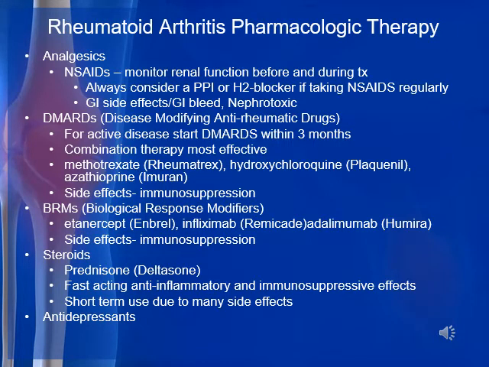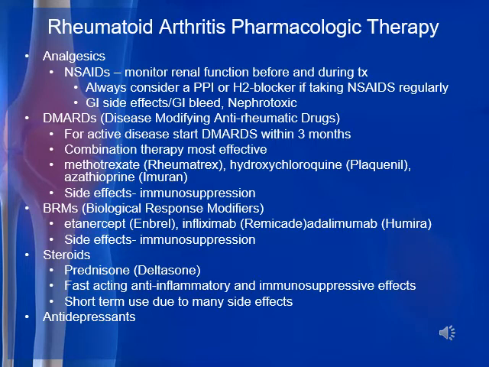Again, if we think about NSAIDs having that possibility of GI ulcerations and GI bleeding. That's why some people, if they need to be on it for a little longer than normal, might also be on an anti-ulcer agent of some sort.